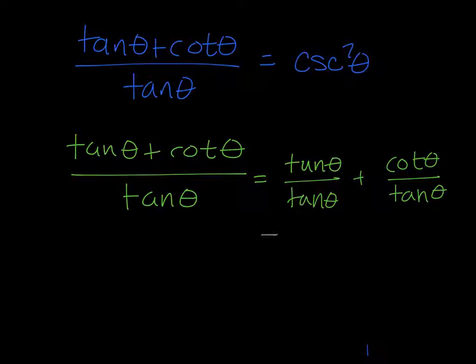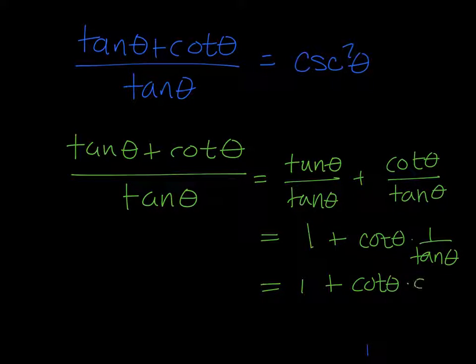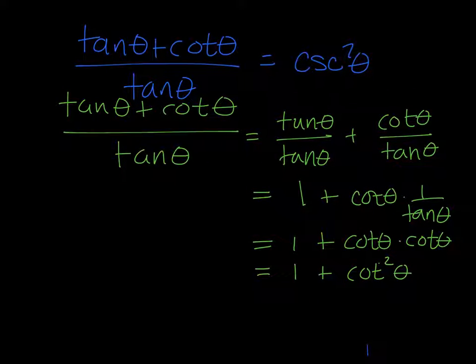Now, tangent over tangent cancels out to be 1. And then this other one, I have a cotangent over tangent. That's the same thing as saying I have cotangent times 1 over tangent. And 1 over tangent is cotangent. So now I have a cotangent times cotangent. So then I have 1 plus cotangent squared, which is the identity cosecant squared from the Pythagorean identities. Okay? Any questions on that?